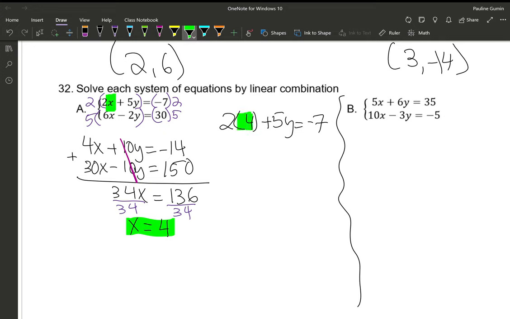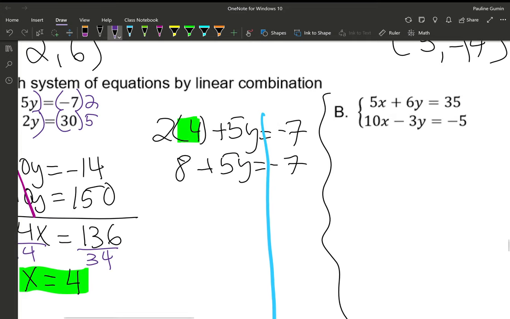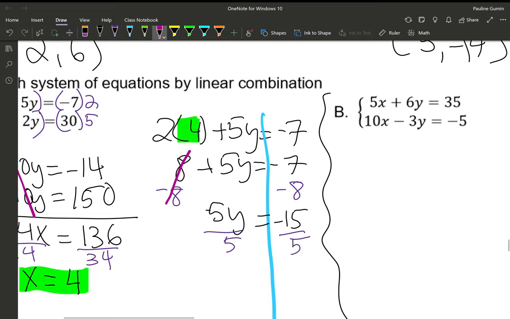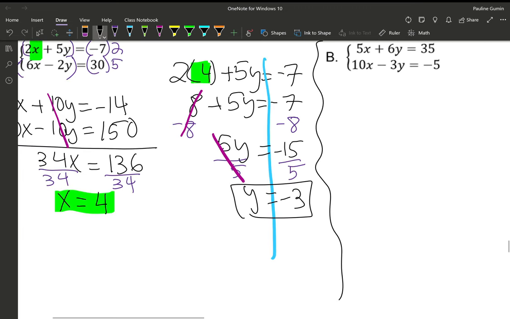Okay. 2 times 4 is 8. Oh, I forgot the line down the middle. All right, what should our next step be here? I'll subtract 8 from both sides to start. So we're left with 5y equals negative 15. And what should our last step be? Divide by 5. Okay, y equals negative 3. So our answer is 4, negative 3.